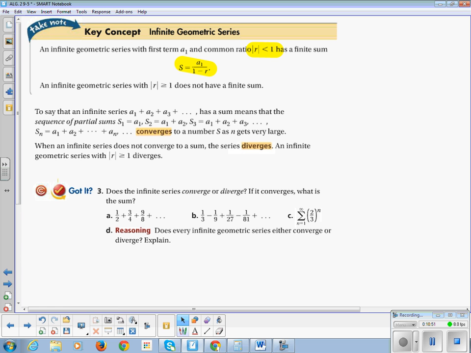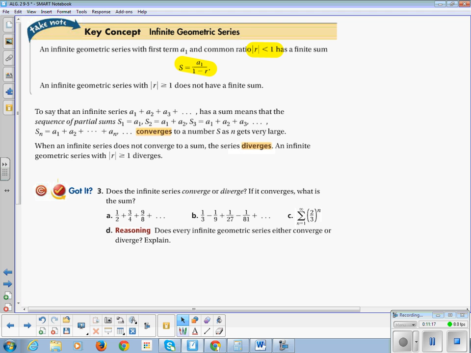So when your common ratio is between 0 and 1, your sum is going to converge to a value. But if it's bigger than 1, it just goes on forever. All right, let's see how that works. Does the infinite series converge or diverge? If it converges, what is the sum?